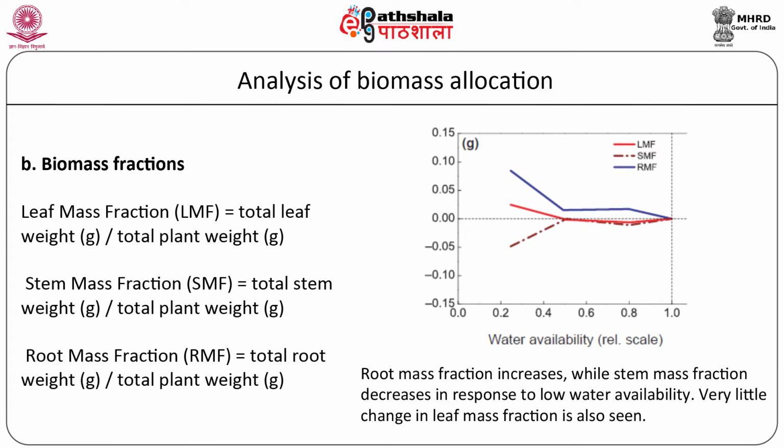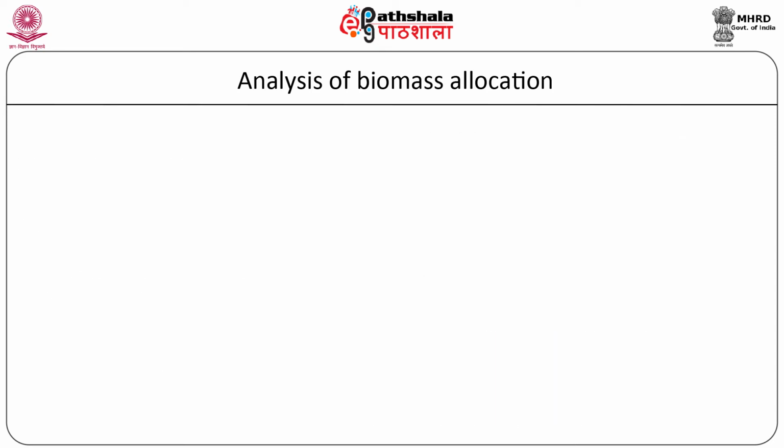These biomass fractions, that is the LMF, SMF and RMF, can distinguish changes in allocation under different environmental or growth conditions. For example, low water availability leads to greater allocation to root mass fraction but lower allocation to the above ground parts of the plant. Biomass allocation is considered to be a strong driver of the capacity of plants to acquire and respire carbon through photosynthesis and respiration respectively, and plays an important role in the growth of plants.